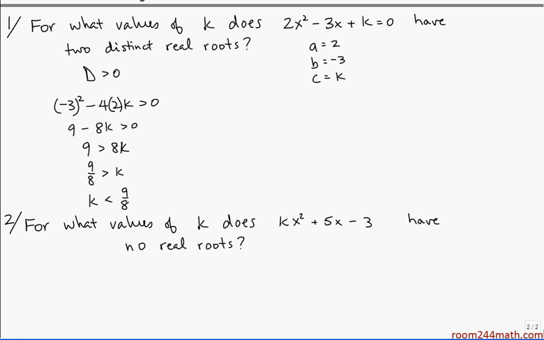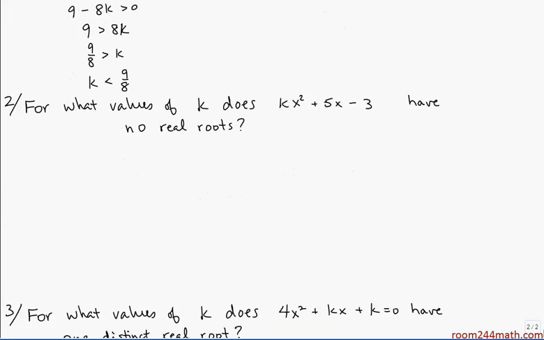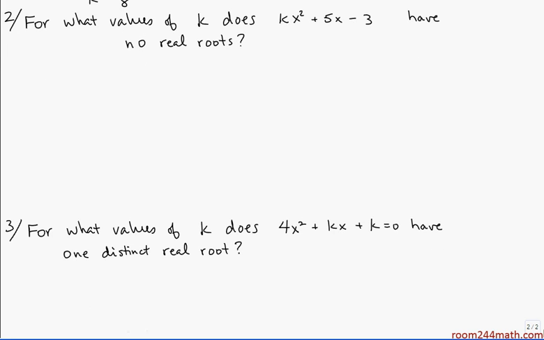So as long as k is anything less than 9 over 8, then this quadratic will have two distinct real roots. And you can test this by picking a value less than 9 over 8, like 1 or 0 or anything negative, and just plug it in and see if it actually does give you two distinct real roots. Or alternatively, you can plug in something that is not less than 9 over 8, like 2 or 3 or 5, and see that it doesn't give you two distinct real roots. So let's try the second one.